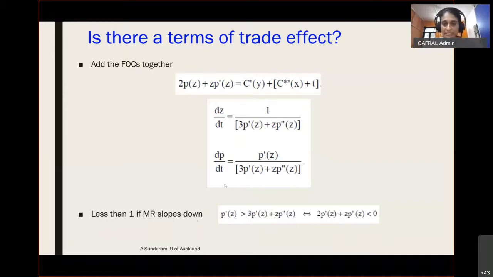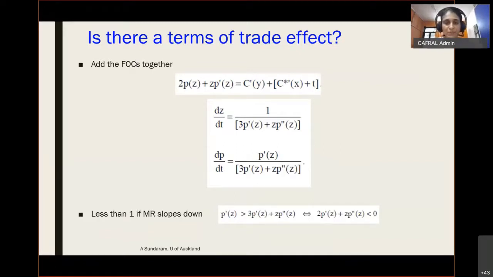So if you look at this condition and ask when is it less than 1, that happens if P prime of Z is greater than the denominator. So the numerator greater than the denominator. And that happens if this condition here is satisfied, right? As long as the marginal, this is nothing but the marginal revenue curve. So if the marginal revenue curve is sloping down, as long as that happens, we know that dp over dt is less than 1. So what does that mean?